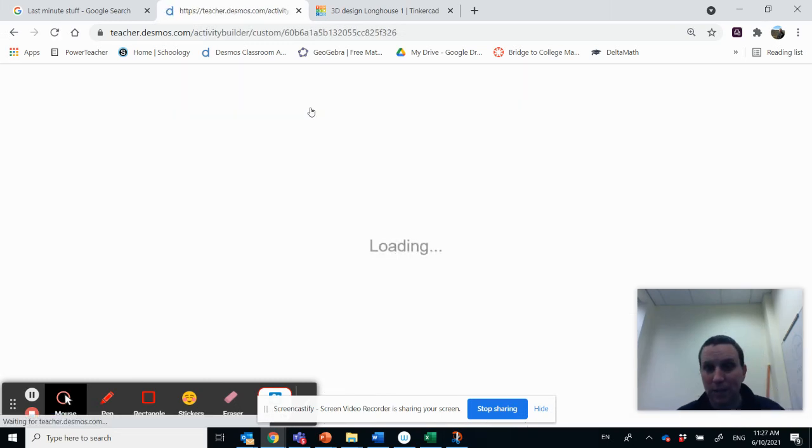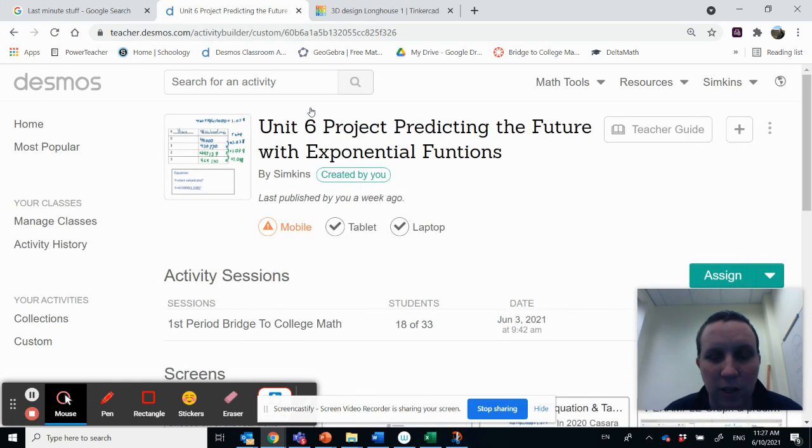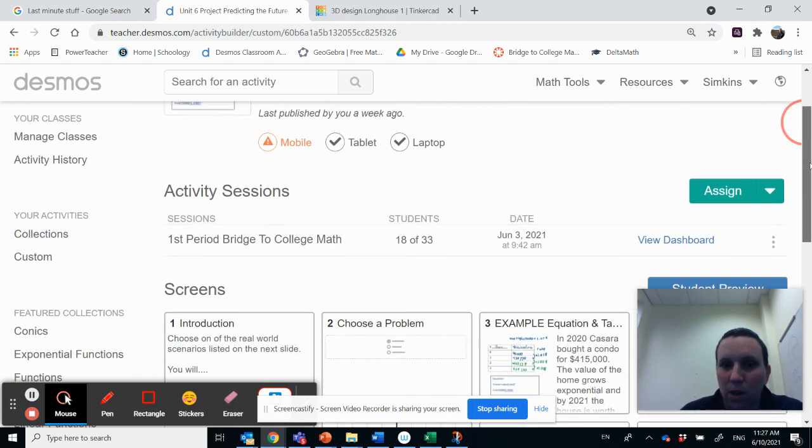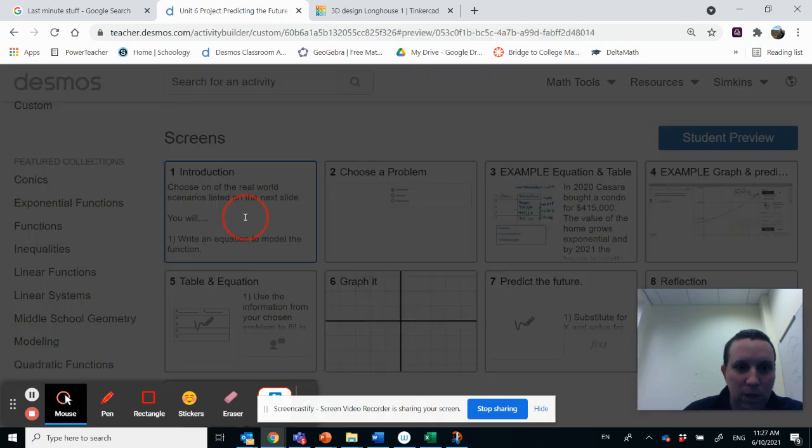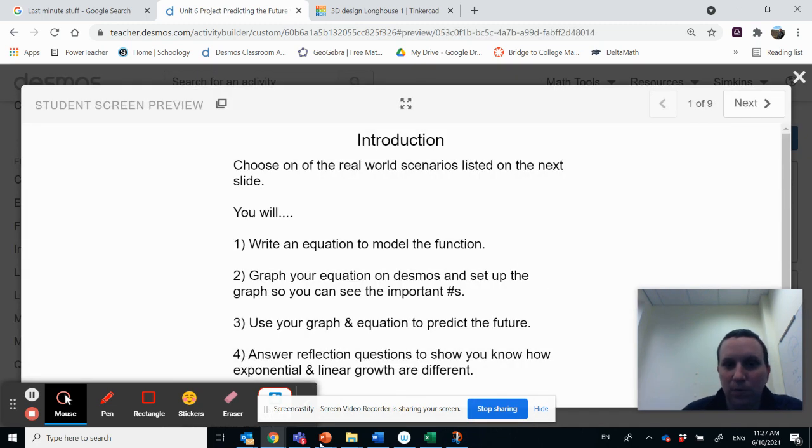Welcome. I'm going to do an example of the Unit 6 project on predicting the future with exponential functions. Okay, so the first thing you need to do is read the instructions. Basically, what you're going to turn in is a graph, an equation, and an answer to the word problem. And then a brief reflection on what you know about exponential functions.